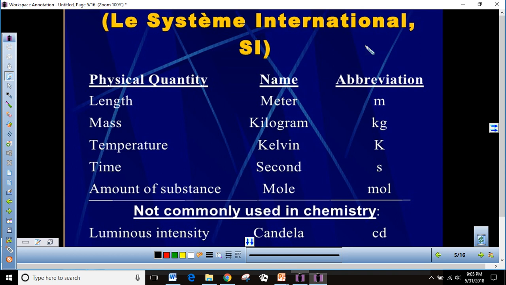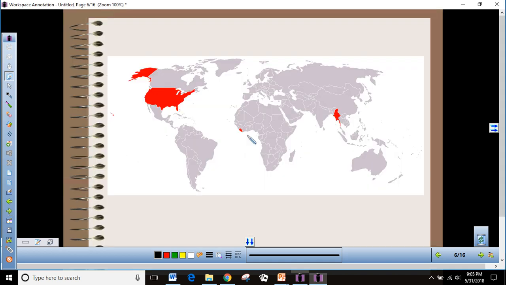So we don't use the feet and the inches and stuff like here in the United States. In science, we use the SI system, the international system. In fact, I like this little map. This shows the country and a few other little spots that still use the old English system.